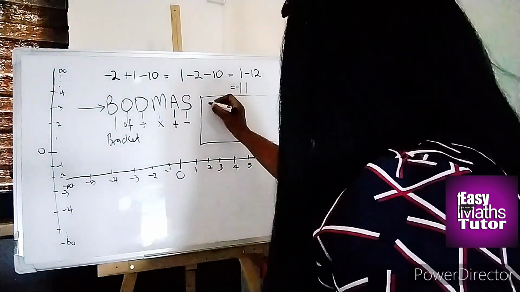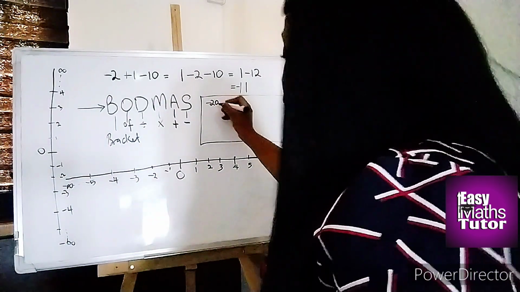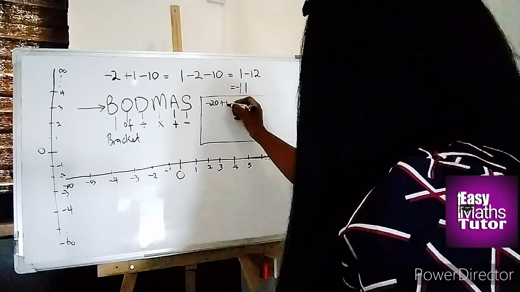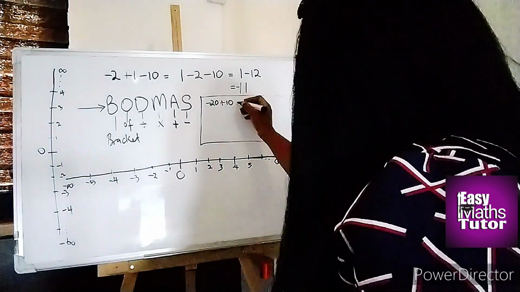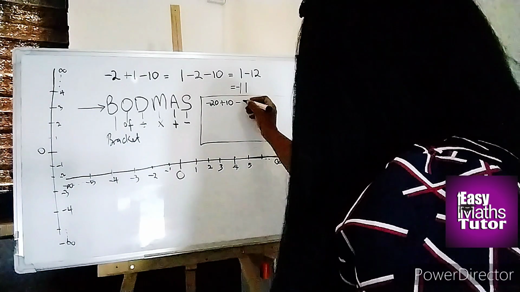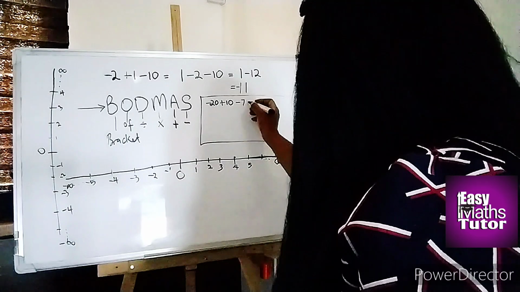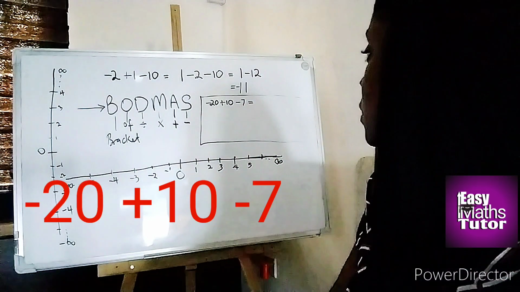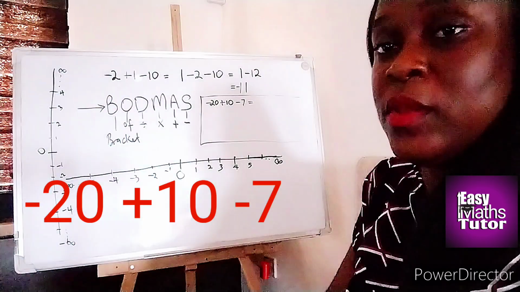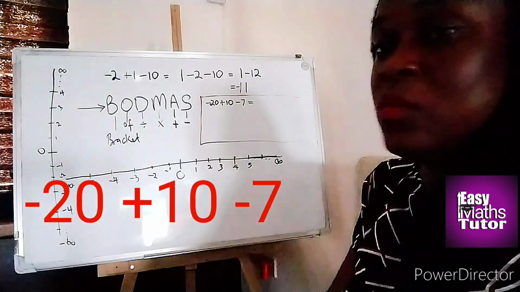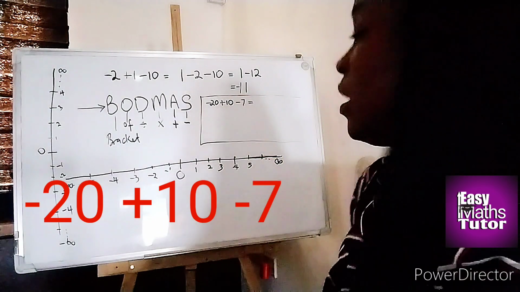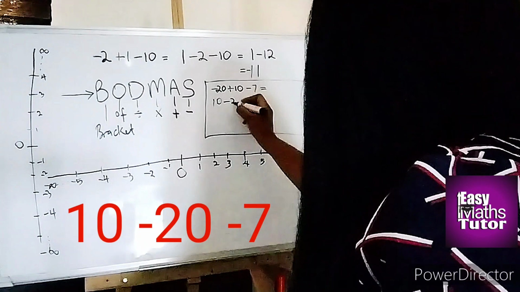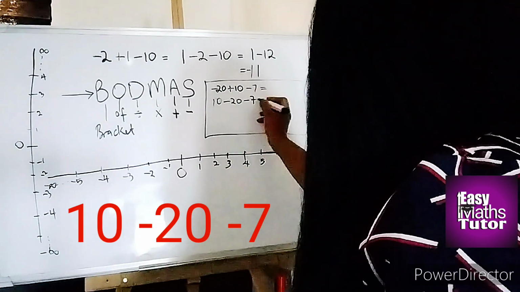So we'll say minus 20 plus 10 minus 7 will be equal to what? Minus 20 plus 10 minus 7 will give us what? First of all, let's rearrange them. We'll do it as 10 minus 20 minus 7.